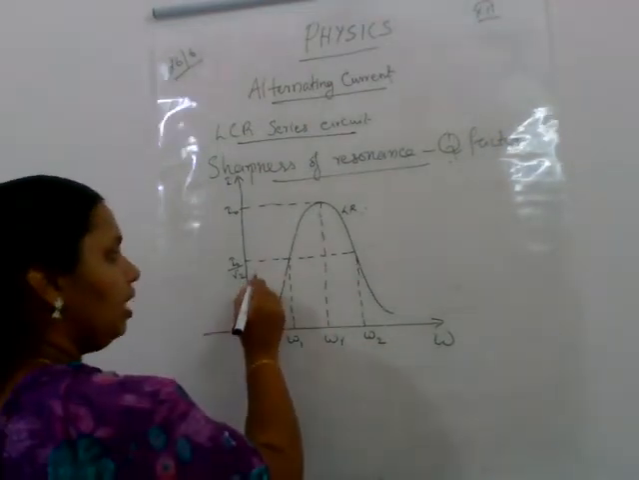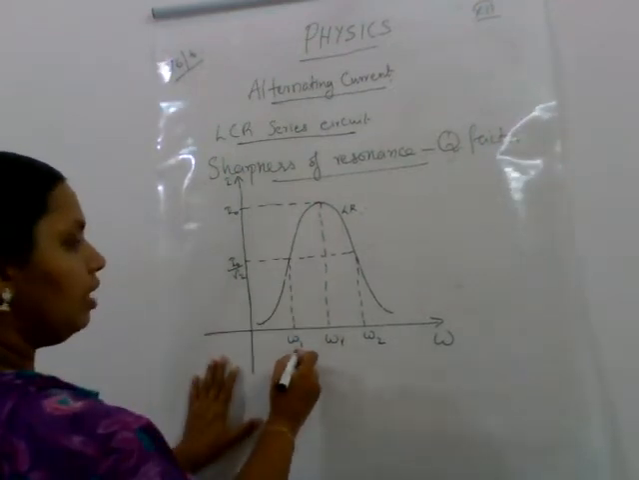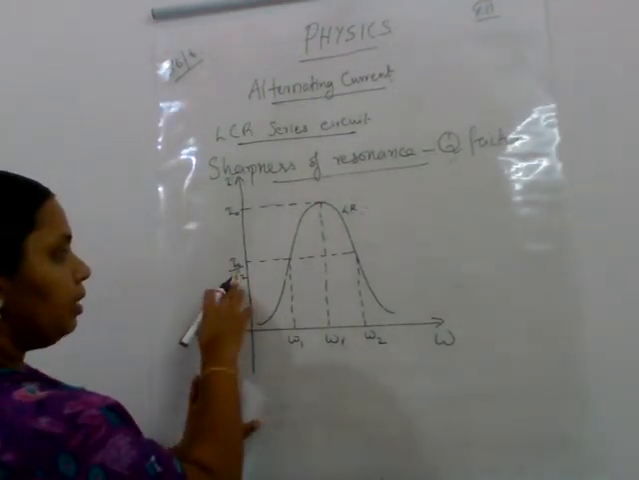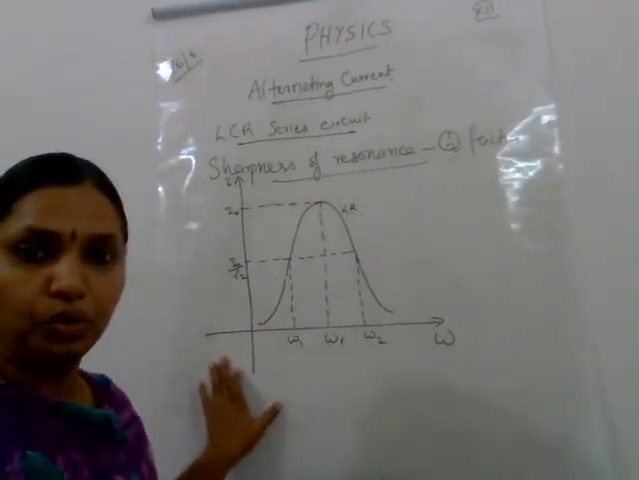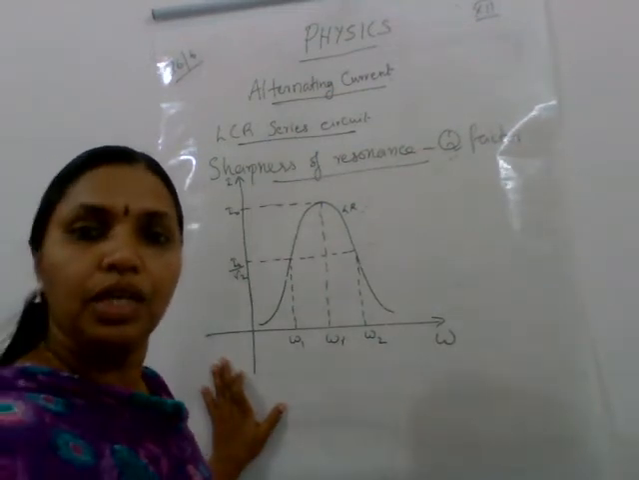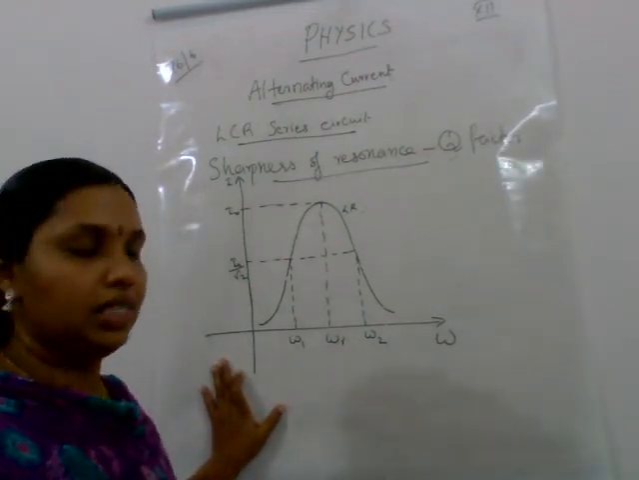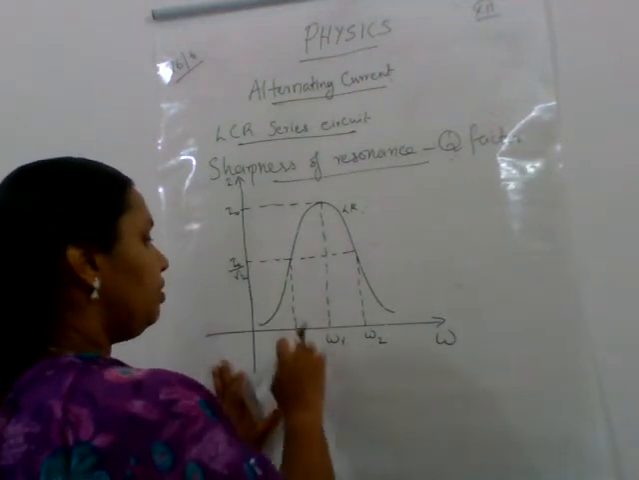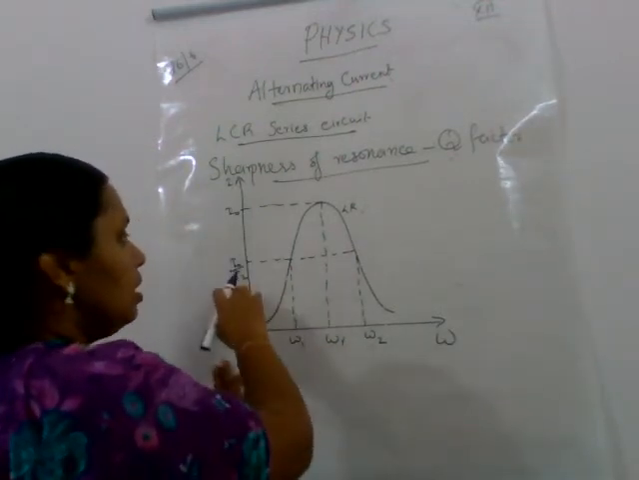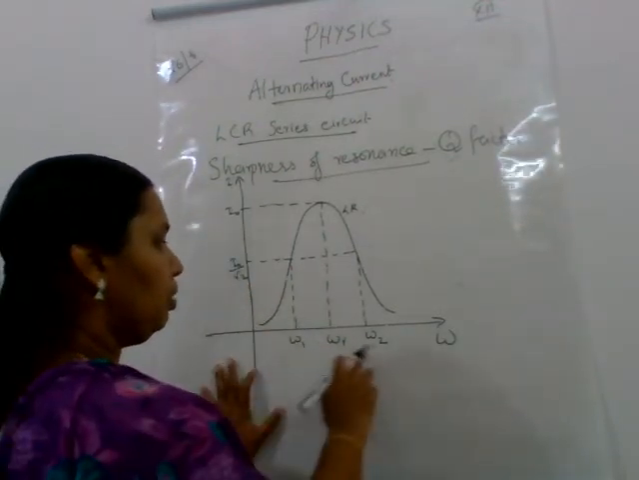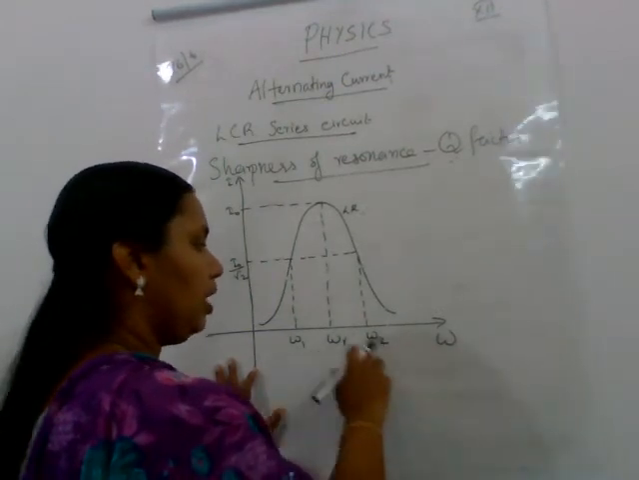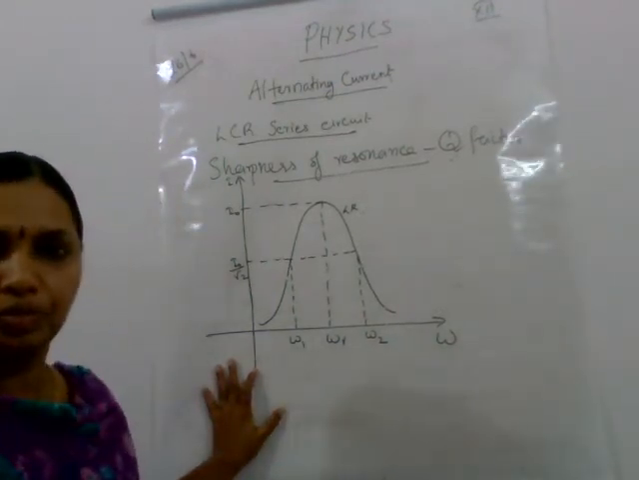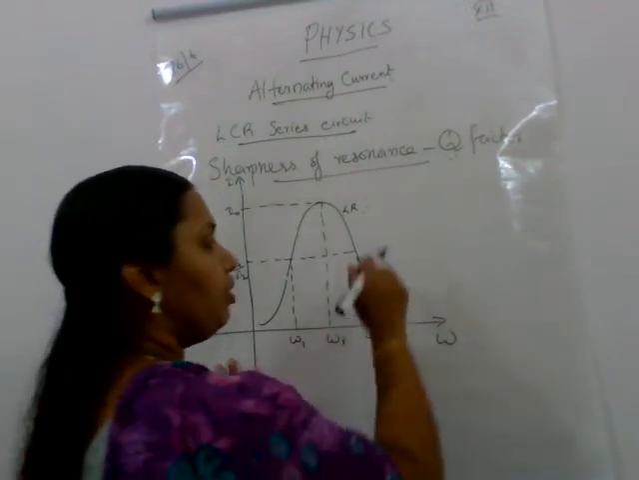And where are this omega 1 and omega 2? At omega 1 and omega 2, the current becomes I0 by root 2. And what is I0 by root 2? It is the RMS value of AC. So the frequencies at which this current becomes the RMS value, those 2 frequencies have been taken here, that is omega 1 and omega 2.